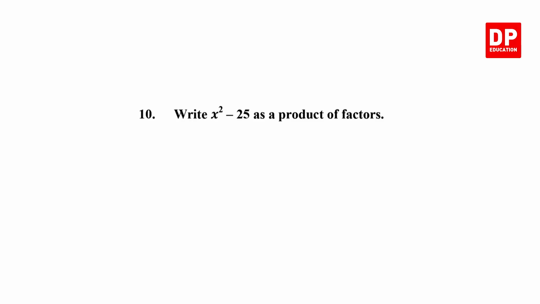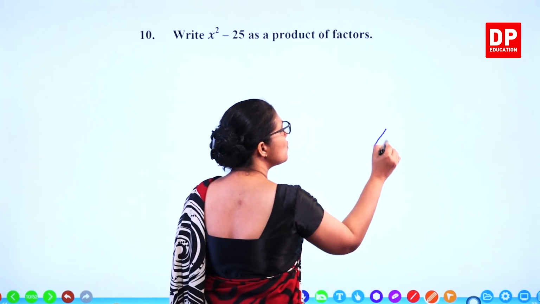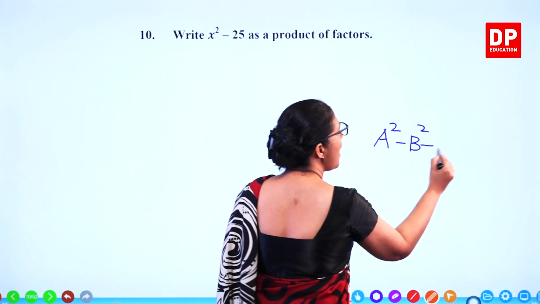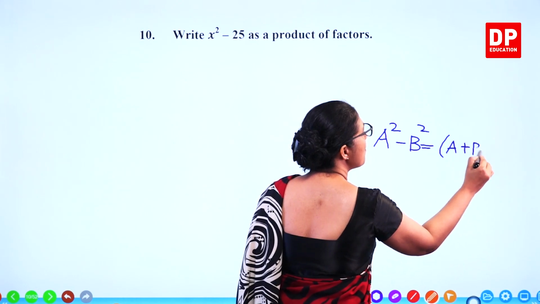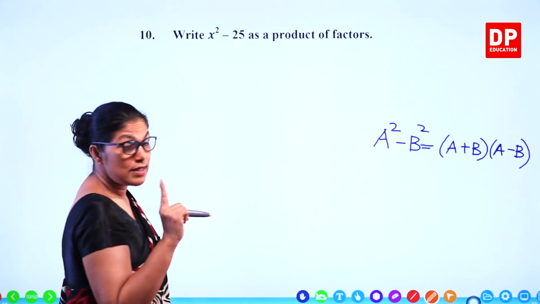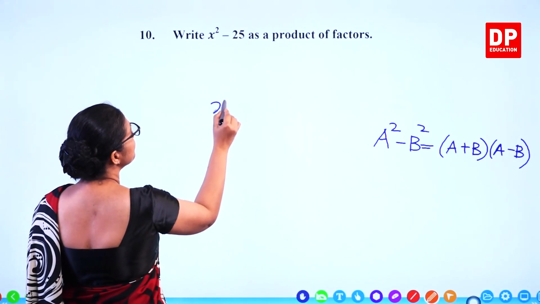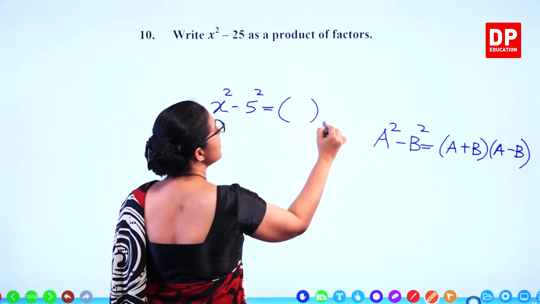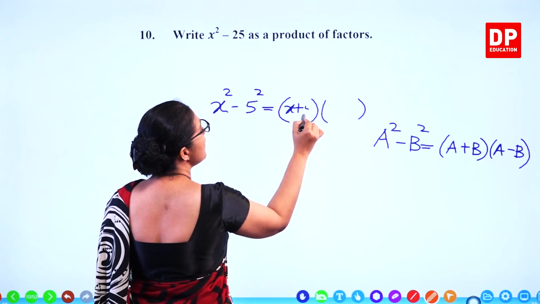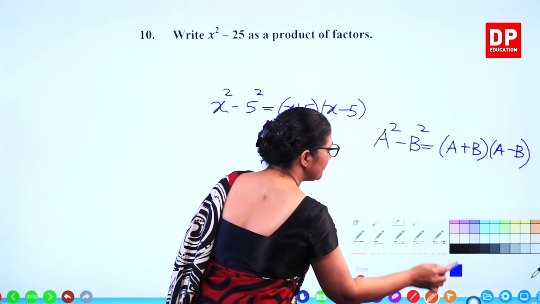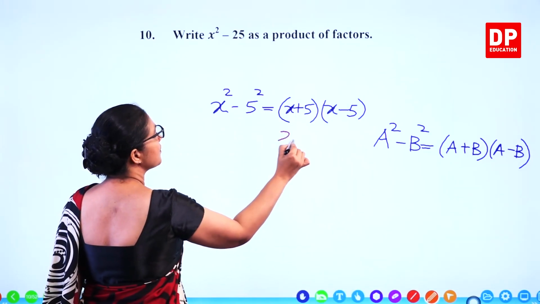Question number 10. Write x squared minus 25 as a product of factors. Can you remember difference between two square terms? When it is a squared minus b squared, you can write down factors are a plus b and a minus b. So, you can use that. So, what's 25? That's 5 squared. So, that means one factor is x plus 5. The other factor is x minus 5. 2 marks you are getting.